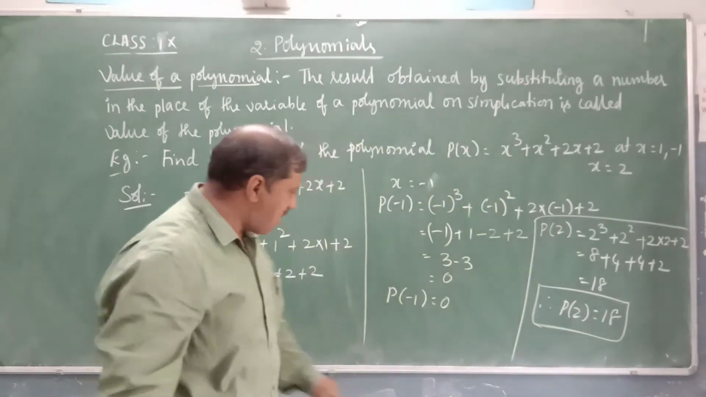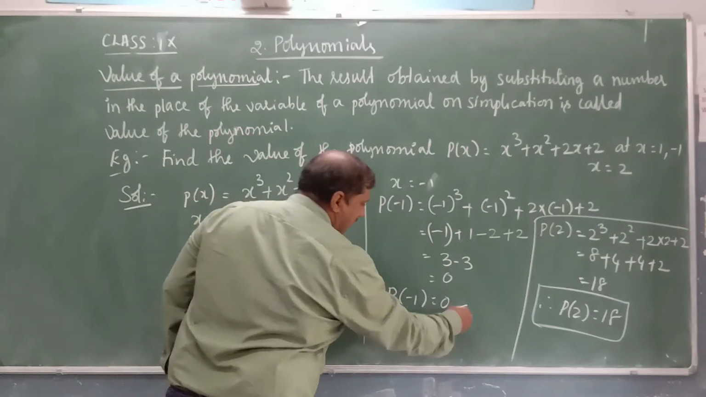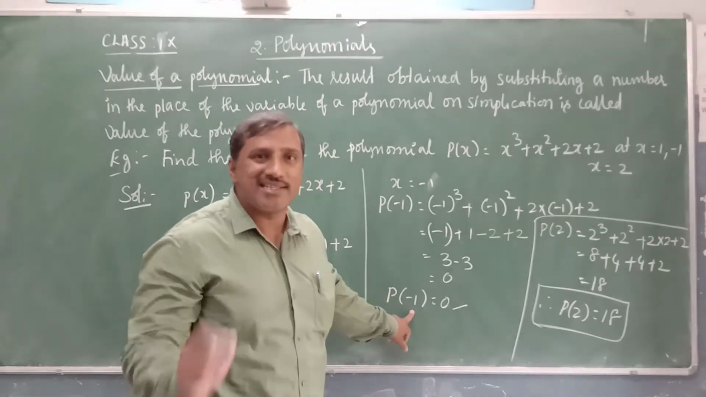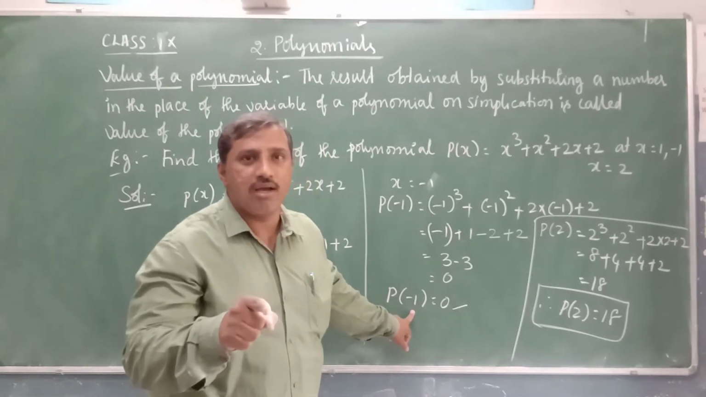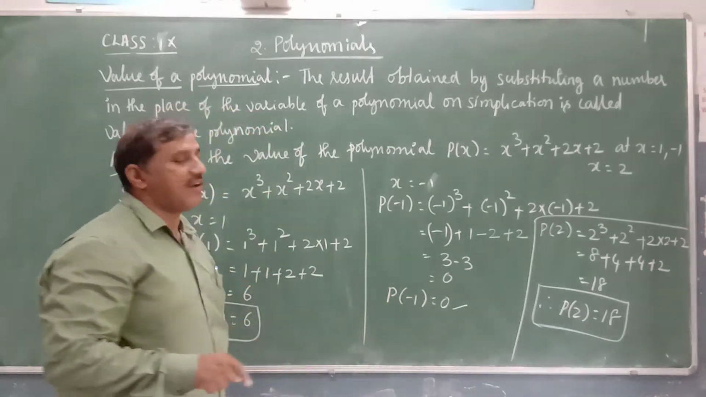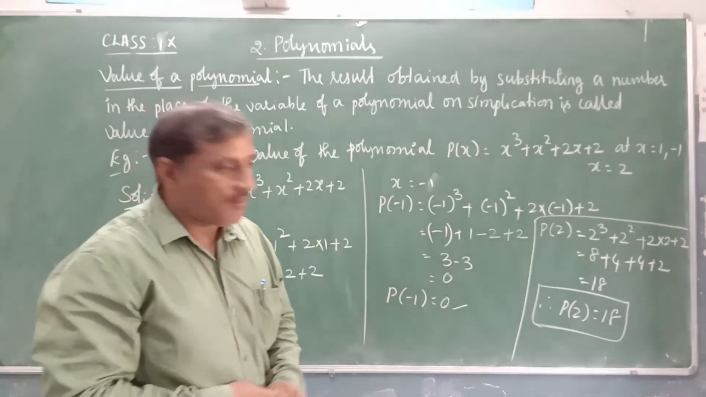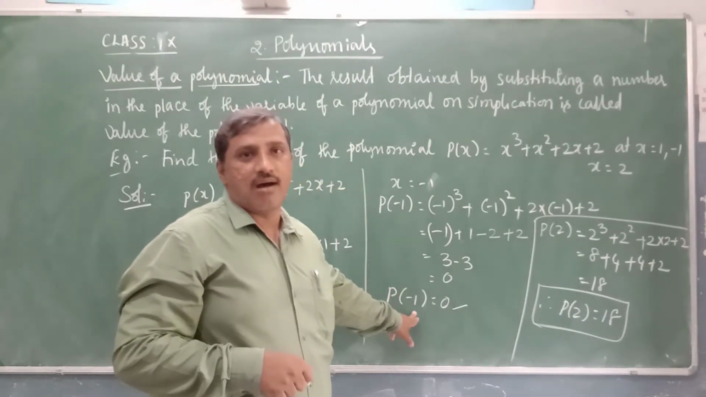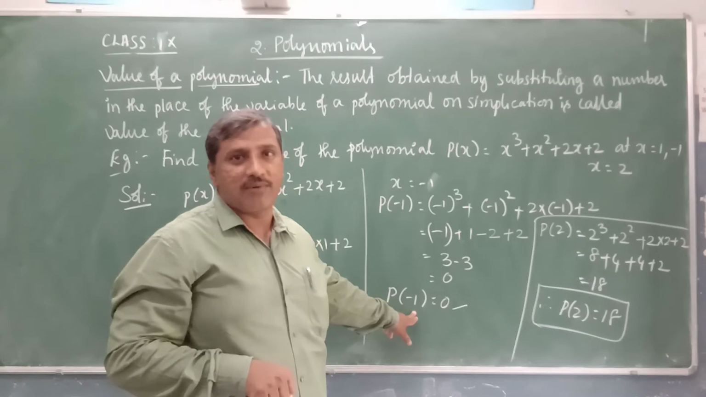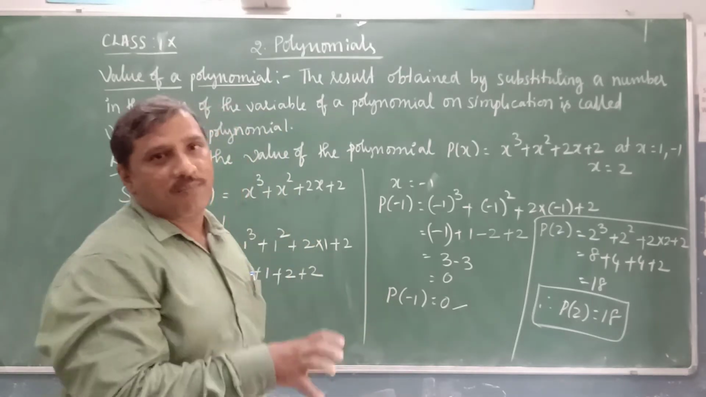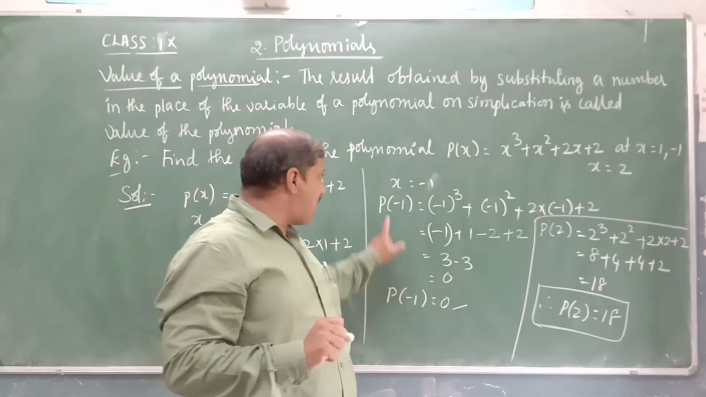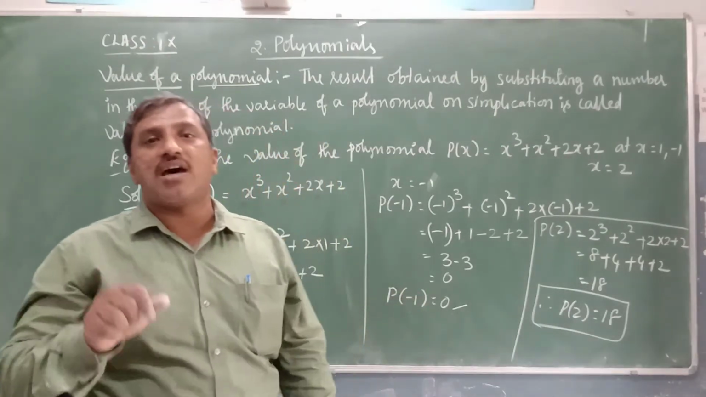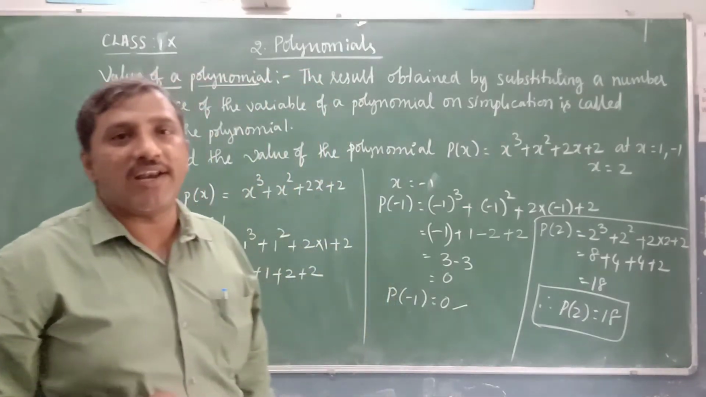So if you observe here, the value of the polynomial is 0 when we substitute minus 1. Now the number which is substituted, that is minus 1, is called the zero of the polynomial P of x. What is a zero of the polynomial? There are numbers substituted in the place of the variable, and if the value of the polynomial is 0, here the value of this polynomial is 0 when we substitute minus 1. Such values are known as zeros of the polynomial.